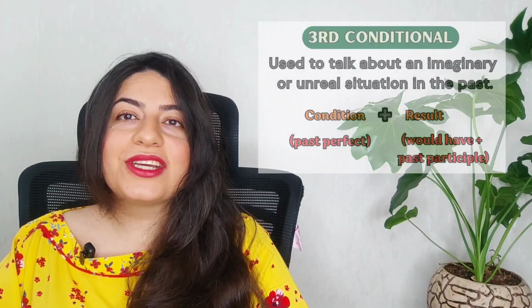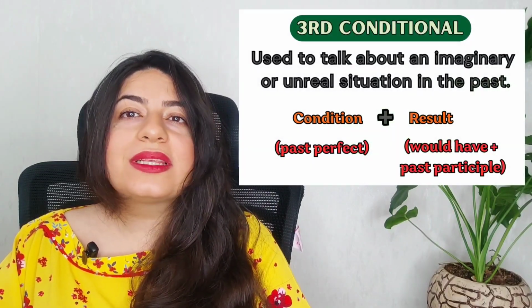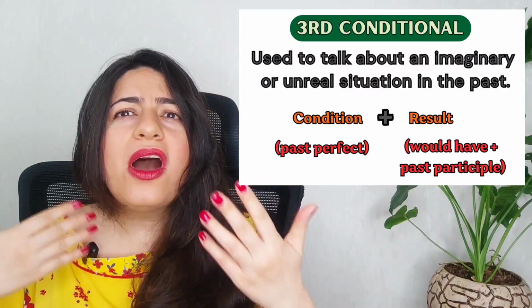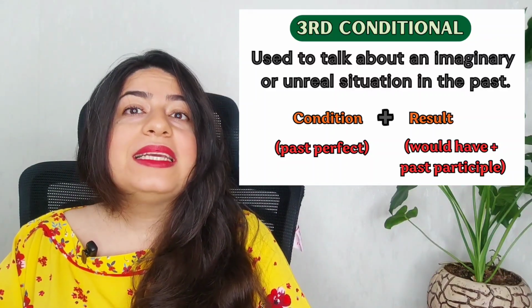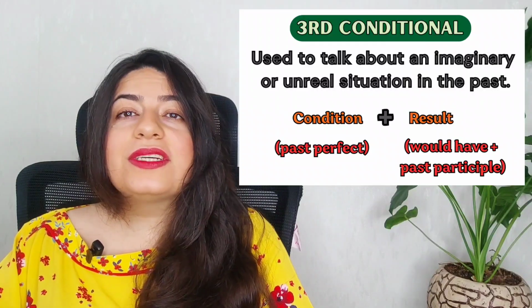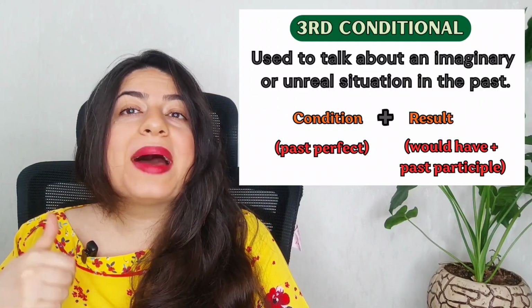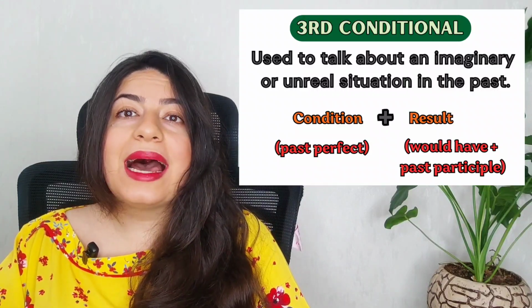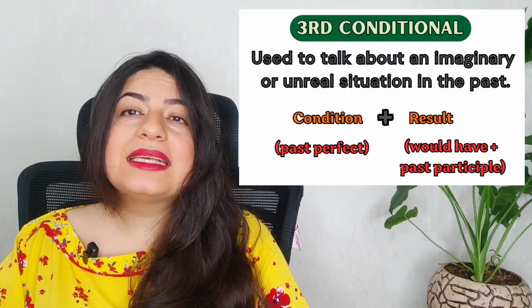The third conditional. We're gonna use this to talk about an imaginary or unreal situation in the past. So for the condition, we're gonna use the past perfect. For the result, we're gonna use would have plus the past participle. Here are some example sentences.